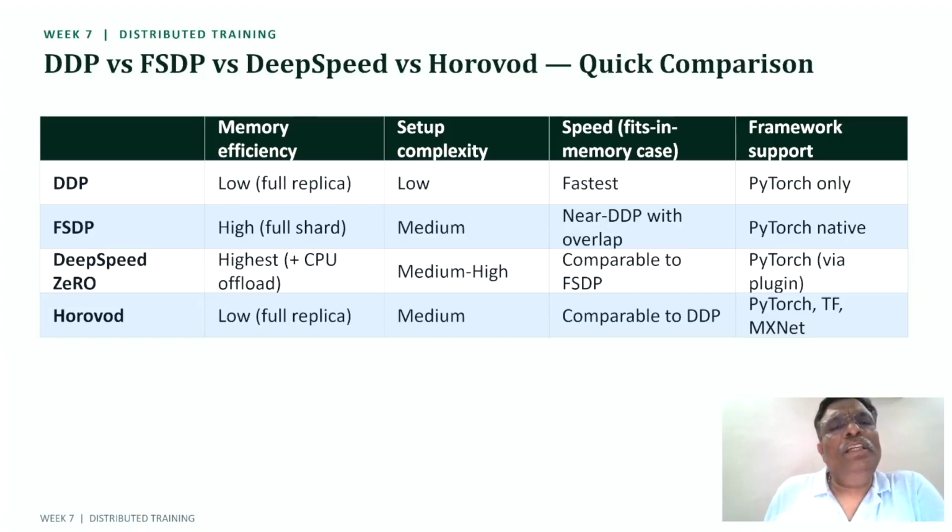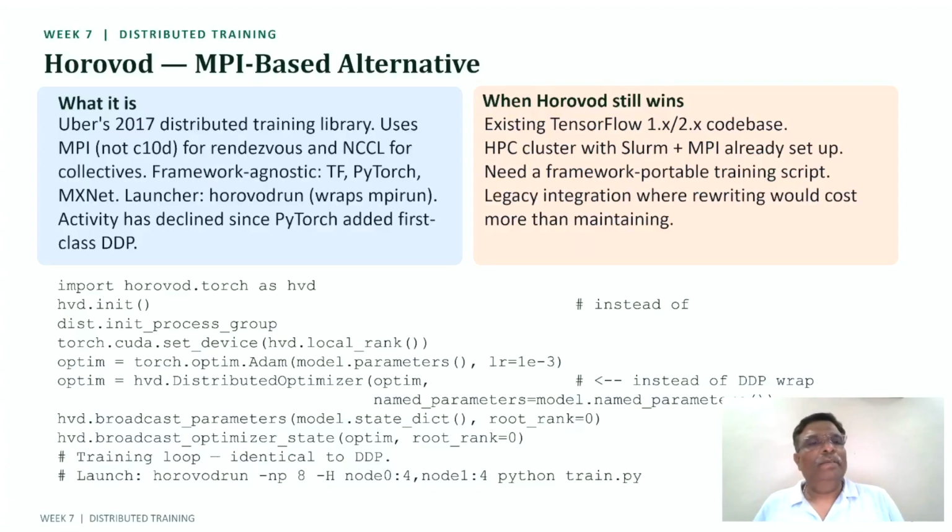If you see DDP, memory efficiency with a full replica is low, but setup complexity is also very low. Speed wise, it's fastest. From an FSDP point of view, memory efficiency is very high, setup complexity is medium, and you can get near DDP speed with overlap. DeepSpeed ZeRO is highest; you can offload certain things to CPU. Complexity wise, it's medium-high compared to FSDP, and you have to use certain plugins. So this is a quick comparison of all of these distributed training approaches.